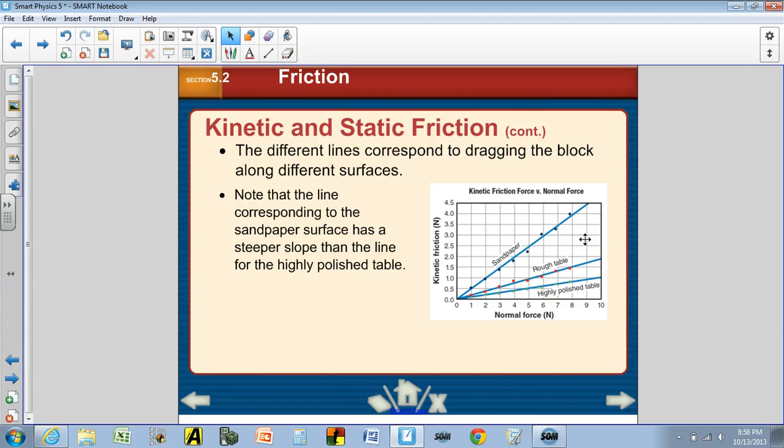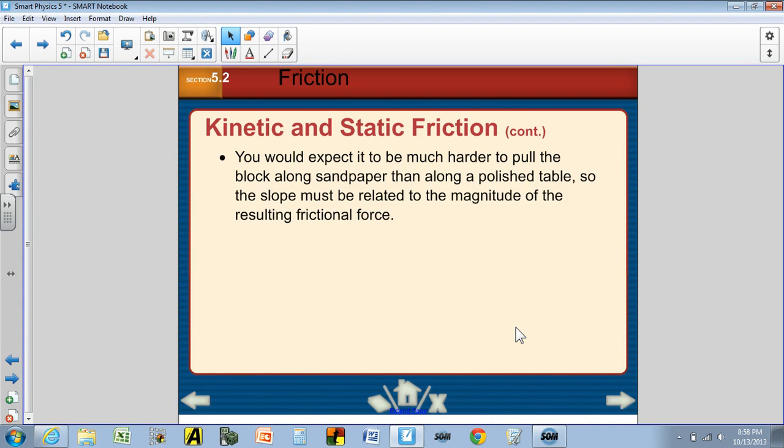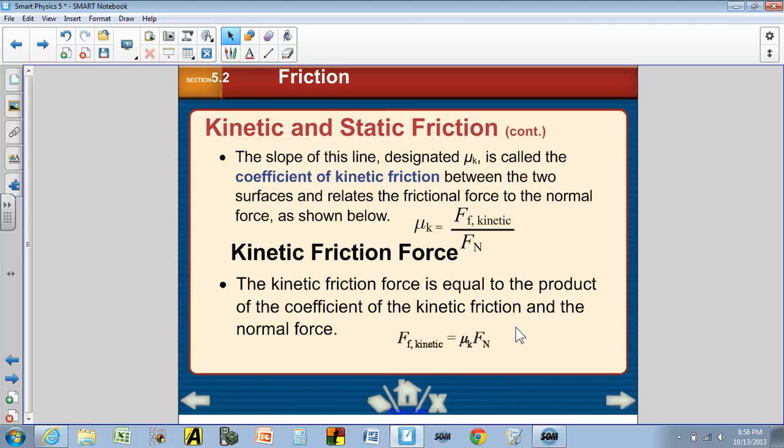And so the different lines correspond to dragging the block across the surface. Again, it's pointing out that the sandpaper is steeper than the polished table. So you'd expect it to be harder to pull a block on sandpaper than a polished table, so the slope must be somehow related to the magnitude of the resulting force. The slope of that line, we're going to designate as a mu symbol and the k. I'm sorry, it's a lowercase mu and a k.